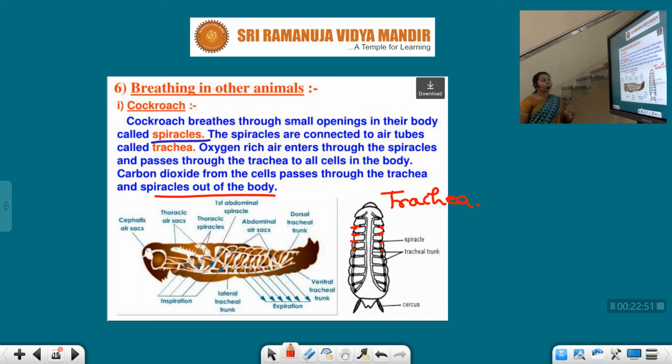Oxygen-rich air enters the spiracles and passes through the trachea to all the cells of the body. Now, trachea are like small tube-like structures. These tube-like structures supply air to the different body parts of our cockroach. And carbon dioxide from the cells passes to the trachea, then the spiracles. In the same way that oxygen reaches every cell of the body, carbon dioxide also comes out of the body. Okay, so this is the breathing procedure in the cockroach.